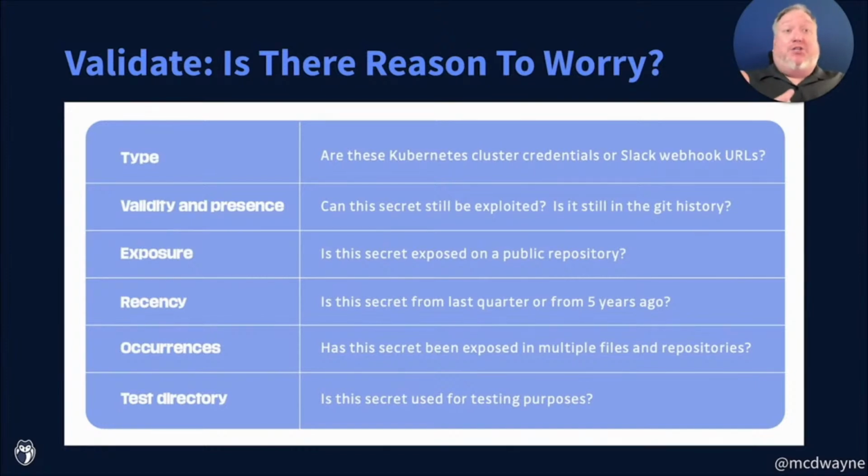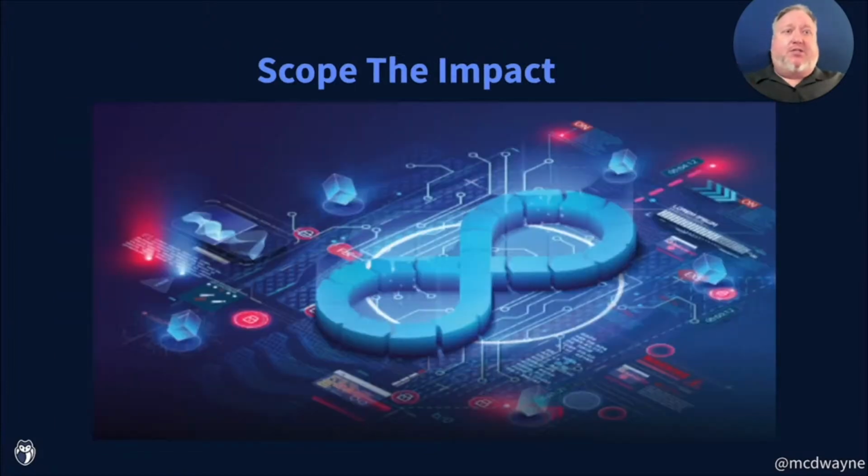Is it going just to a test environment that properly uses sanitized data? Much less concerned than someone actually getting into your production environment. But just start validating these things and start making lists. This is a short list we use inside of GitGuardian. You can find this on our docs and in a blog post, but it's just a place to start. But validate that there is a reason to worry.